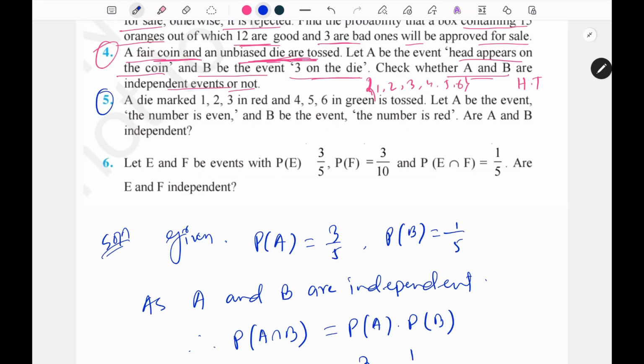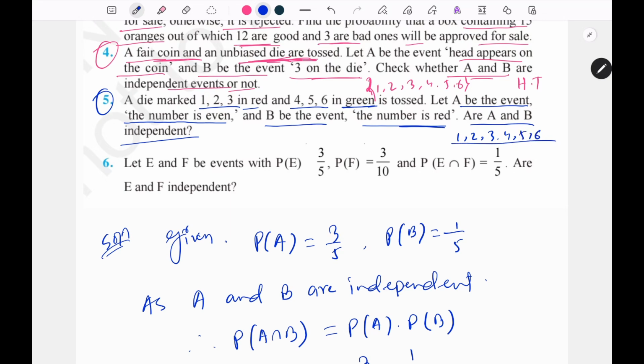Now let's see question number 5. In question 5 it is given that a die marked 1, 2, 3 in red and 4, 5, 6 in green is tossed. Let A be the event, the number is even, and B be the event, the number is red. Are A and B independent? So what will be the sample space? A die is tossed, so sample space will be 1, 2, 3, 4, 5 and 6. This will be our sample space.